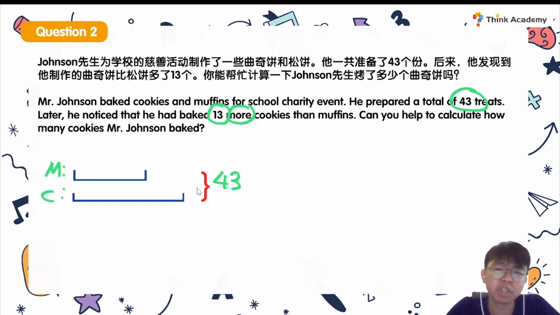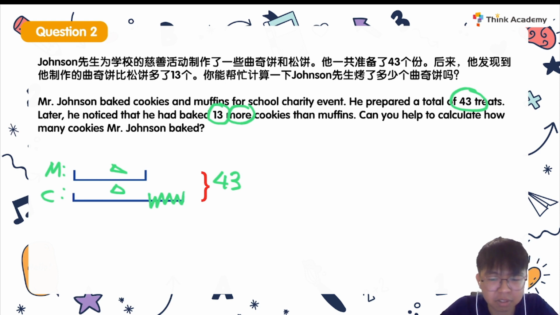And what can we do here? Because just now we can use division directly, right? We just divide them equally because there's only two groups. But how about now? It's a different number, right? We cannot just simply divide them. So we need to think of something else. What can we do? We actually can remove this part, right? So that these two will be equal already.